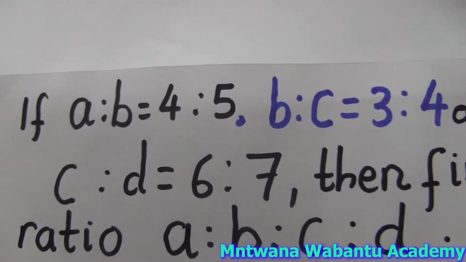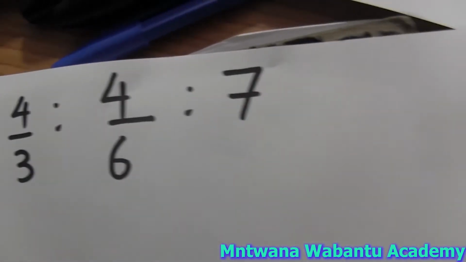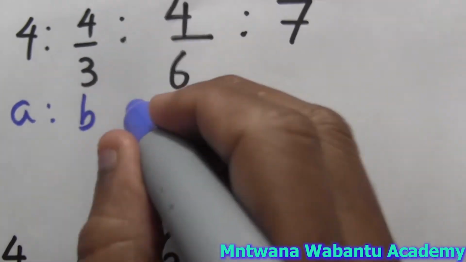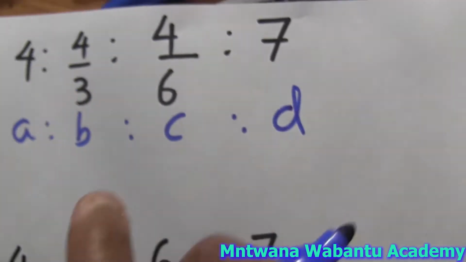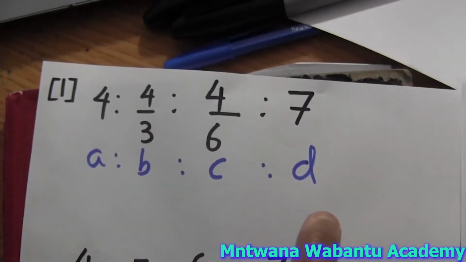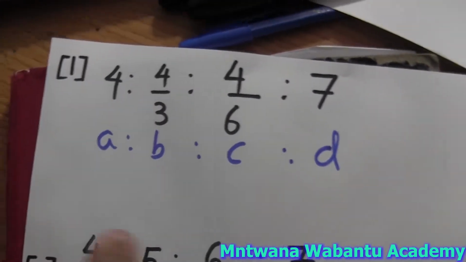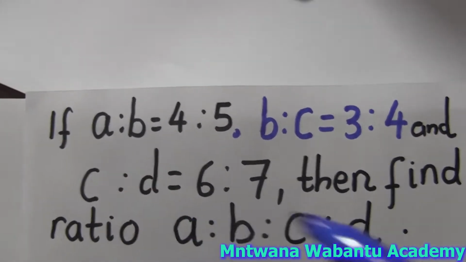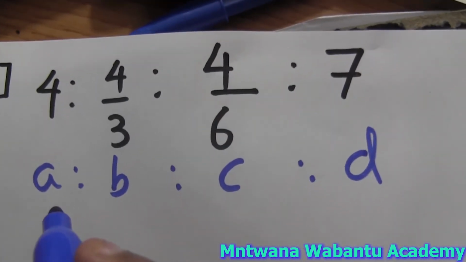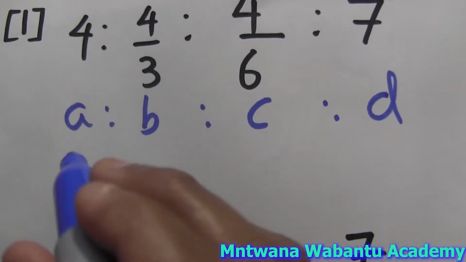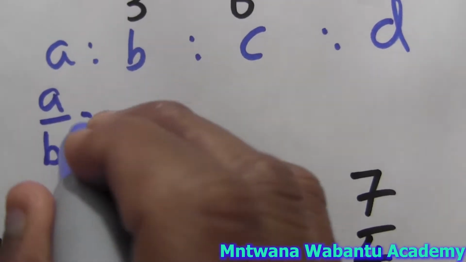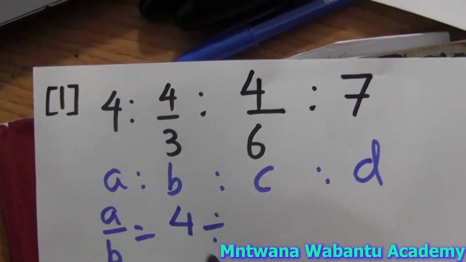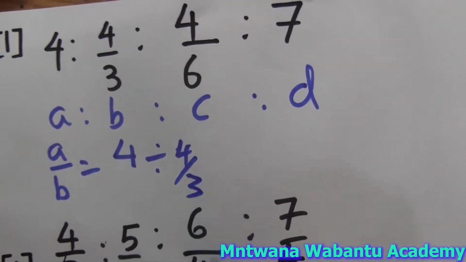Let's see if AB is going to give me 4 over 5. According to this option, this is supposed to be true. So what is AB meaning? When you say A ratio B, it's like A over B. So I'm going to take 4 divided by 4 over 3.